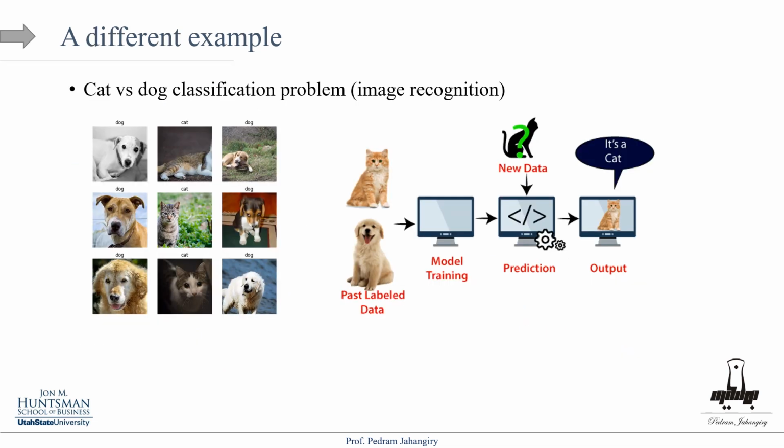Okay, now let's look at a different example. This is what we call image recognition. For example, you're given a bunch of pictures and you want to classify them as cats versus dogs. Where should we start? Is there an underlying theory? How can we model this? In this example, I want you to specifically think about this question.